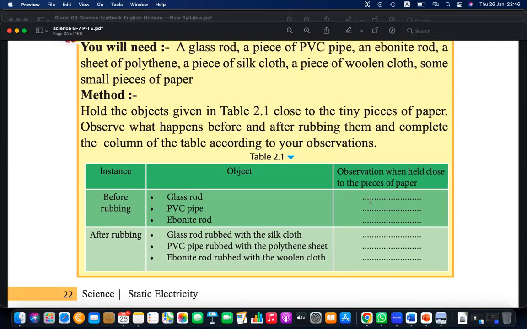Just take small pieces of paper and do this experiment. I think you can do this at home. I can share the results that are there in the book, but don't look at the book. Do this and come up with the results next day.